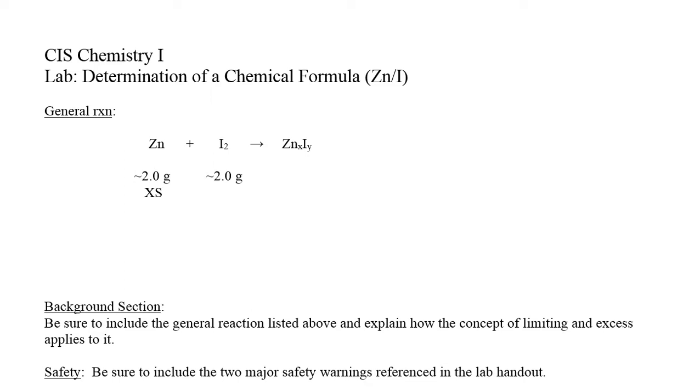And your goal is to define those subscripts X and Y. By carefully accounting for the masses of the reactants and the products, so keeping track of how much zinc you use and how much iodine you use, and then determining how much is left at the end of the reaction, you'll be able to determine the chemical formula. It's kind of like the empirical formula process where we will have grams of the elements, we'll change grams to moles, and then divide by small to get the empirical formula.